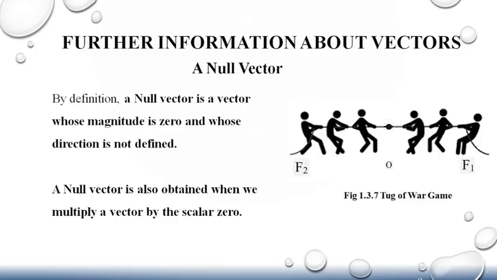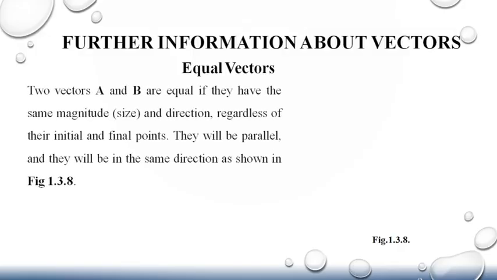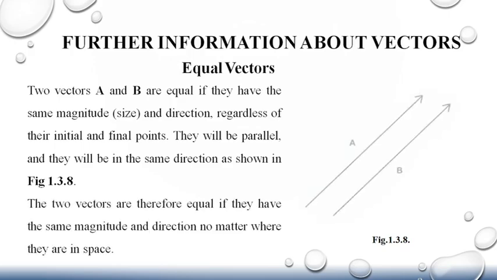Equal vectors. Two vectors A and B are equal if they have the same magnitude, that is size, and direction, regardless of their initial and final points. They will be parallel and they will be in the same direction as shown in figure 1.3.8. The two vectors are therefore equal if they have the same magnitude and direction, no matter where they are in space.